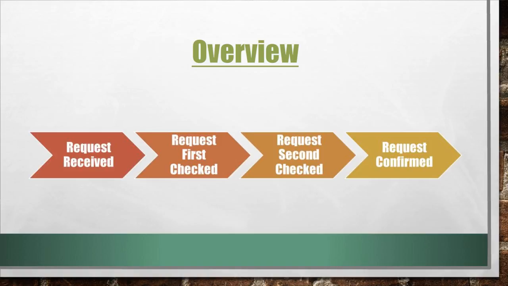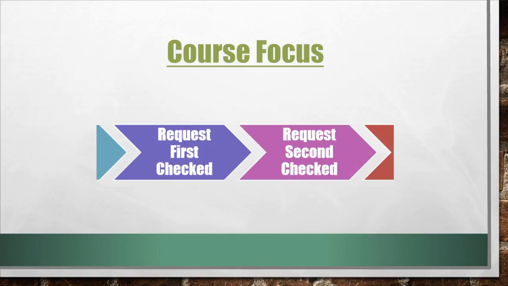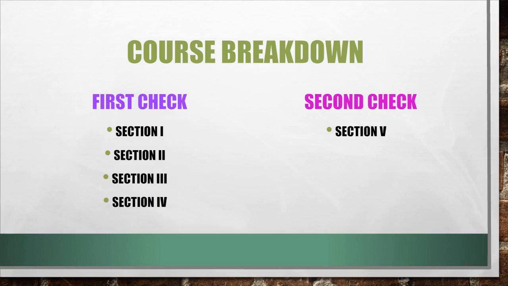The ad hoc event scheduling process consists of 4 parts: receiving the request, first checking the request, second checking the request, and sending an email confirmation with the requester's room assignment. This course will focus on training you how to complete the first and second check process. Sections 1 through 4 will enable you to complete a first check. Section 5 will assist you with completing a second check.